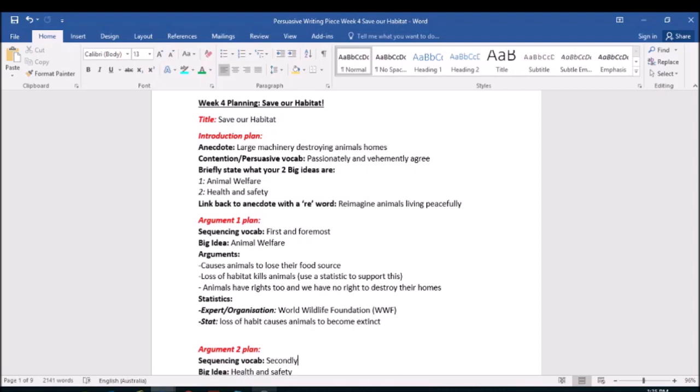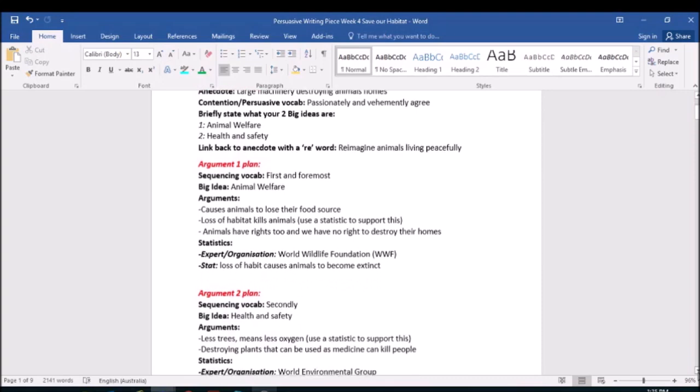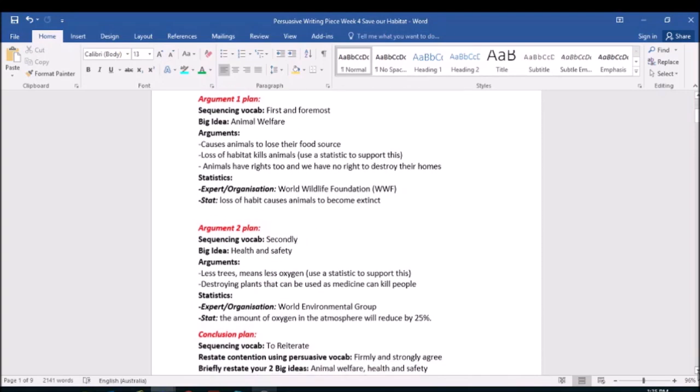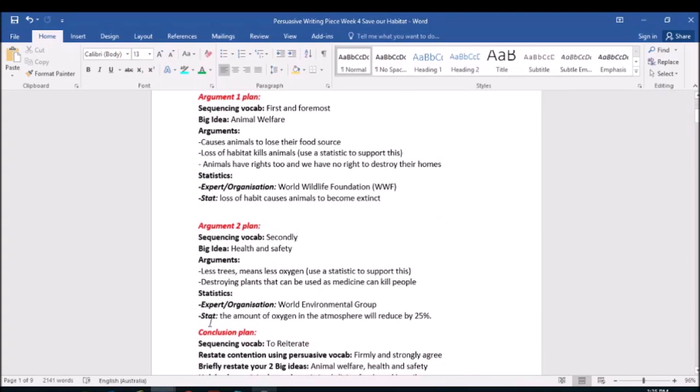We'll then look at argument 1, and the thing that you'll probably notice is that what we need to include for argument 1 and argument 2 is exactly the same. So sequencing vocab, big idea, we'll then expand on that big idea and talk about some of the arguments that relate to that, and then include some statistics. So you can see there in argument 1 and argument 2, exactly the same structure.